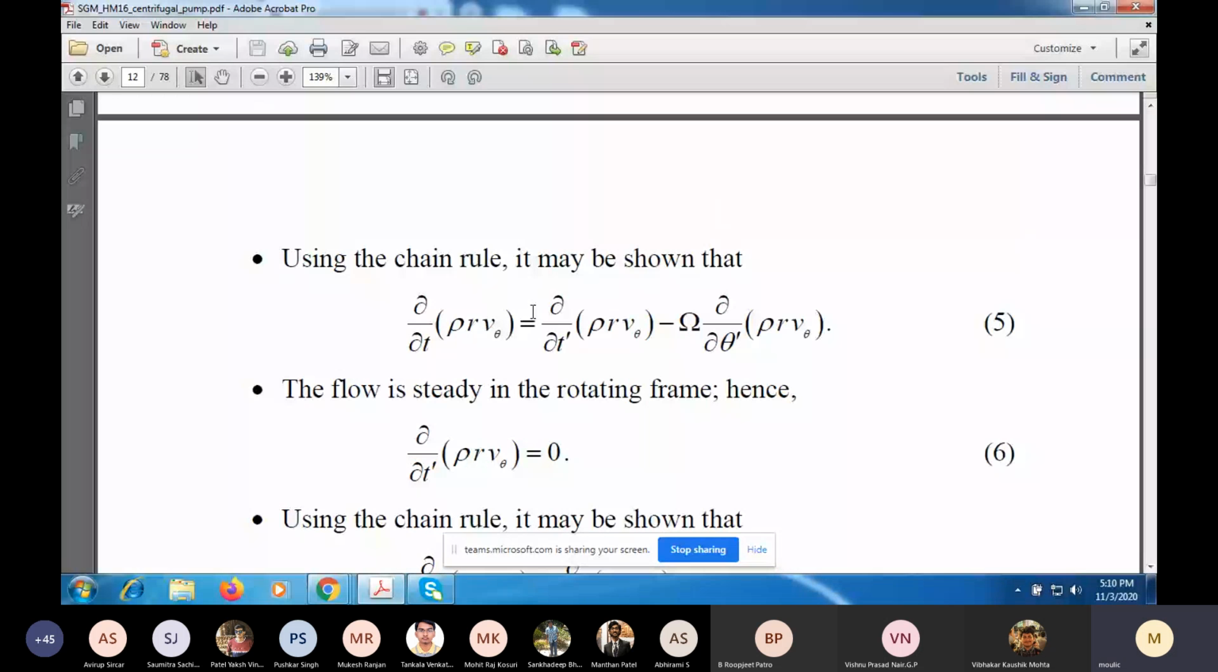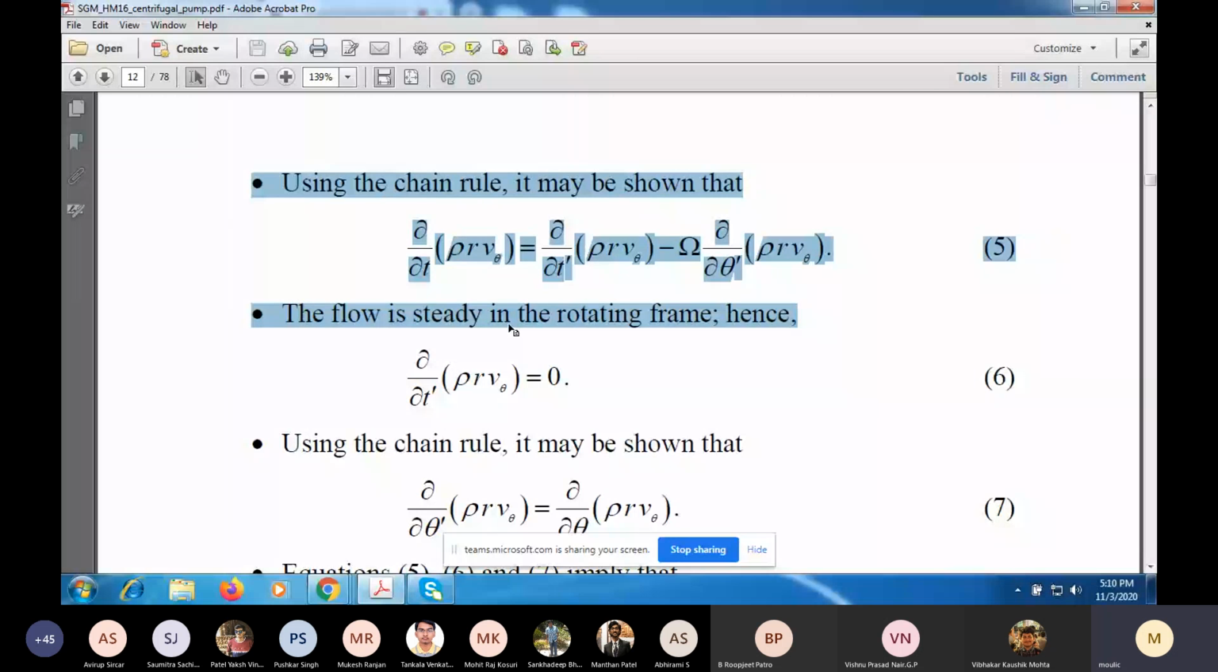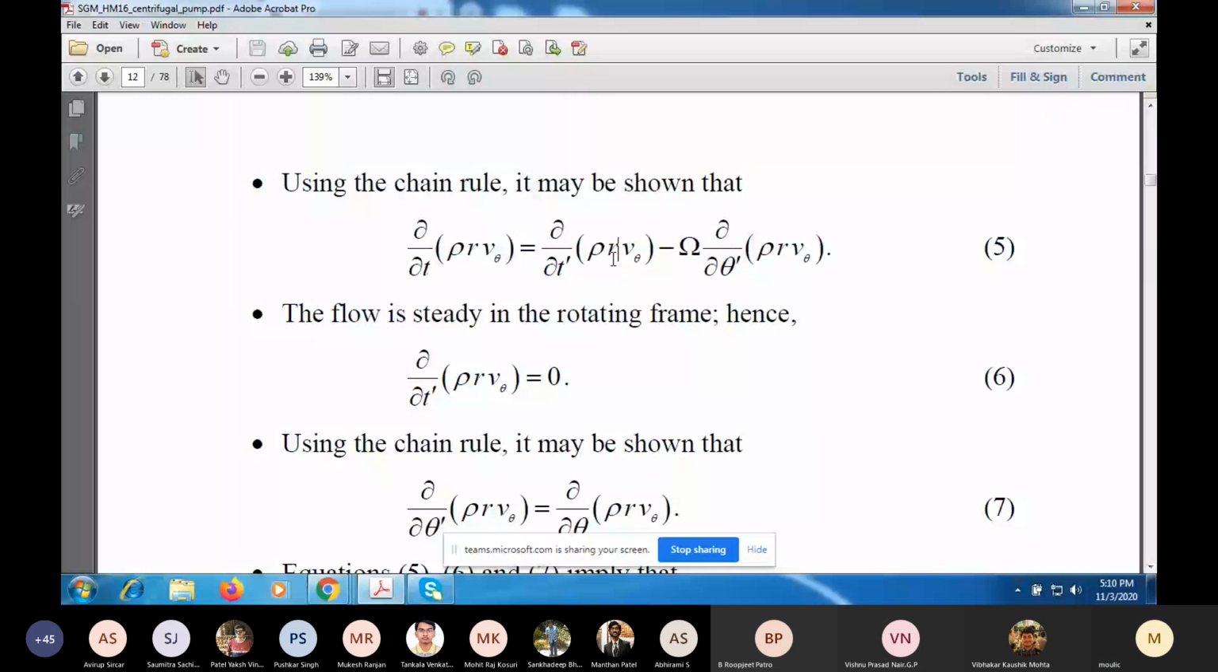Now, if you use the chain rule, you can show that ∂/∂t is ∂/∂t' minus omega ∂/∂theta'. And here the flow will be steady in the rotating frame, so ∂/∂t' will be 0. So the first term on the right hand side of equation 5 will be 0. The second term may be non-zero.